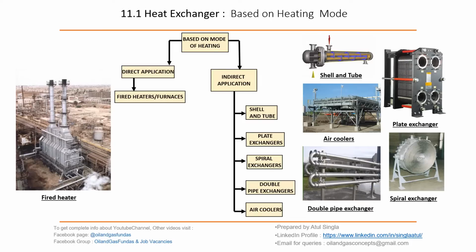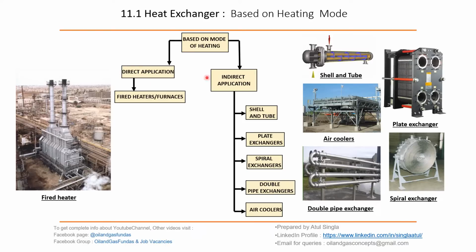So based on heating mode, this is the first criteria based on which we have classified all the heat exchangers. We have categorized into another two parts. One is direct application, another is indirect application. In direct application, we are having fire heaters and furnaces. If you see in this picture, these are the fire heaters where fire is in direct contact. So that's why we are calling it direct application.